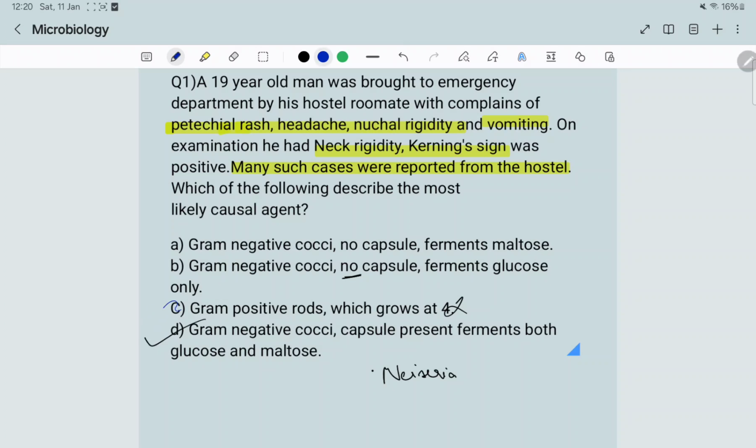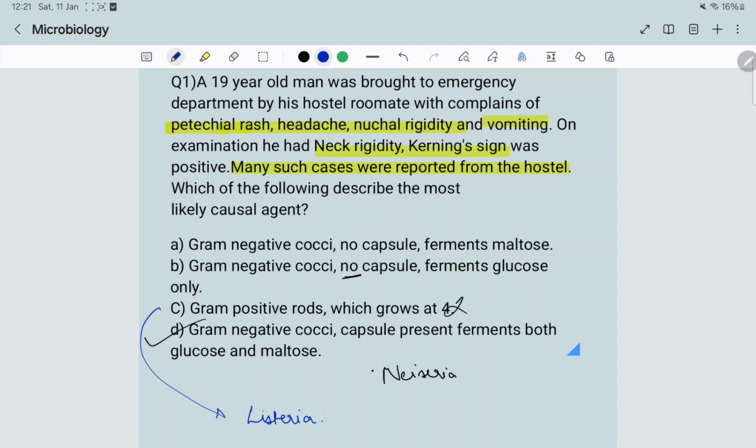Now let's look at the third option, gram positive rods which grow at 4 degrees Celsius. We have to also look at the other options, because this is a PYQ in which I have modified just the options. So gram positive rods which grow at 4 degrees Celsius, this is Listeria.